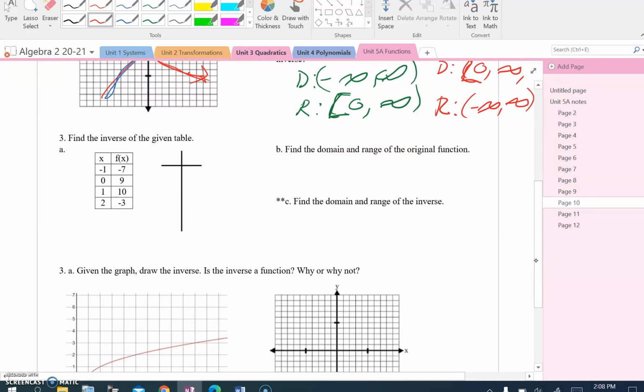Find the inverse of the given table. So this should be easy. All right, so inverse: x and y, we just flip. -7, -1, 9, 0, 10, 1, and -3, 2.